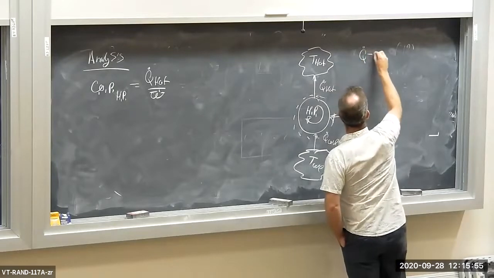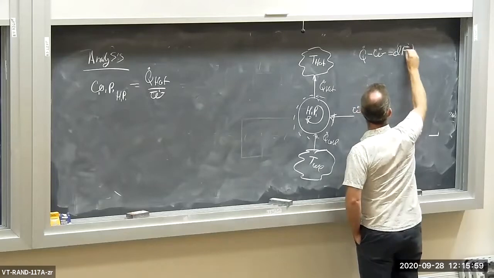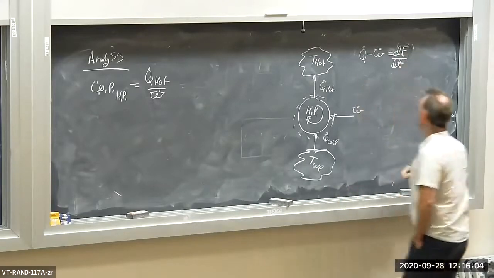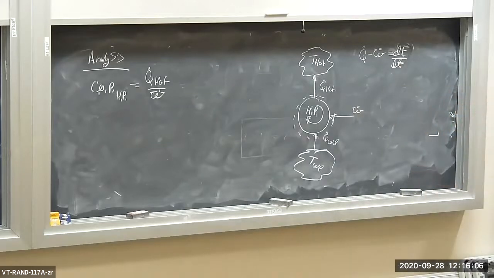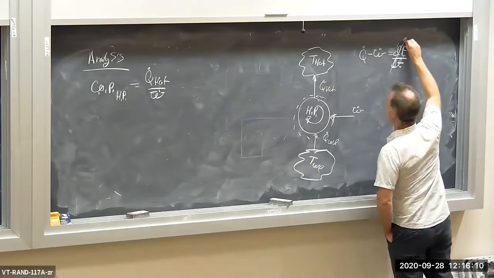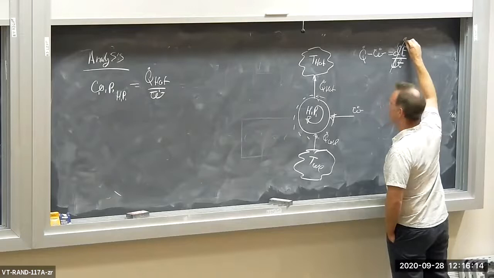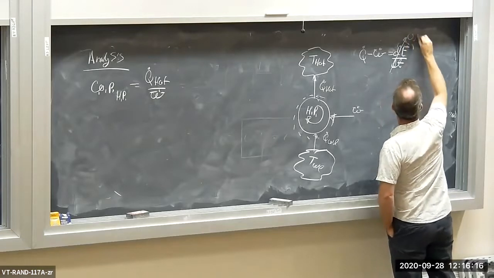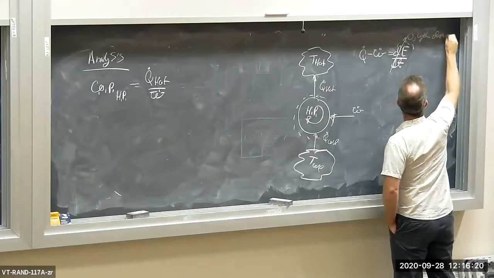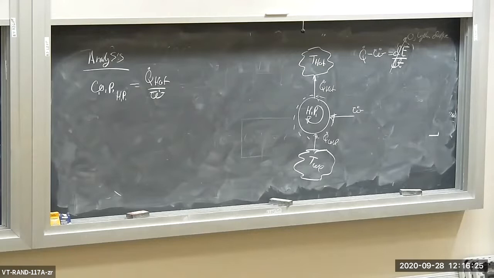Q dot minus W dot is equal to the time rate of change of energy, dE dt, and this is for our heat pump. No change in any property over the cycle, no change with respect to time. So this is a cyclic device, so dE dt is equal to 0.